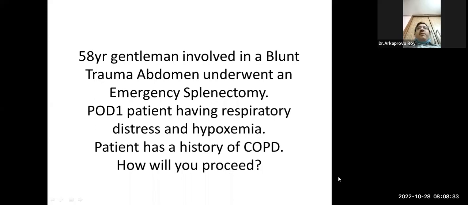Post-operative atelectasis and so on can occur after splenectomy. You have to go for the history and also check the investigations. The most important investigation in this case is the pulmonary function test, if it has been done earlier, which should be in a COPD patient. You should check the FEV1. Accordingly, you have to check the ABG and SpO2 and then act accordingly.